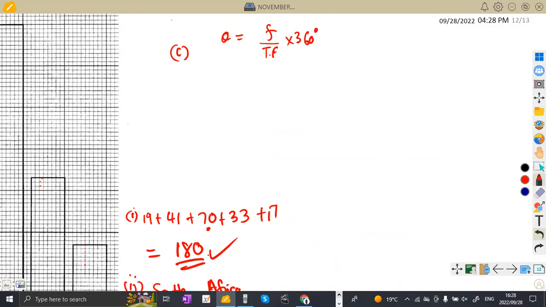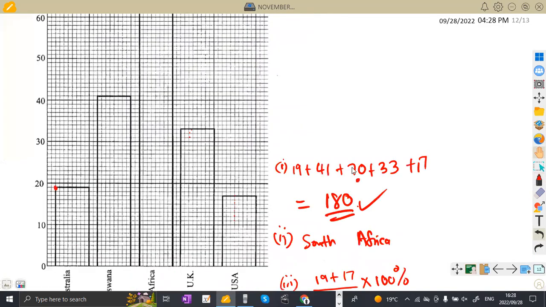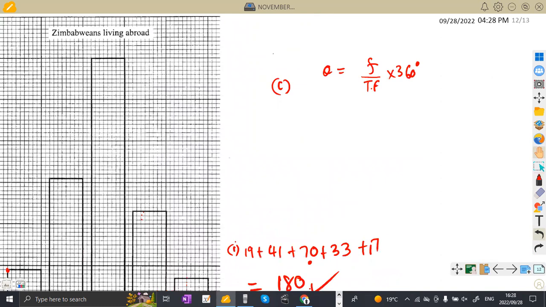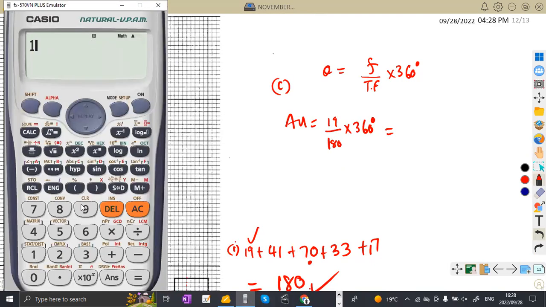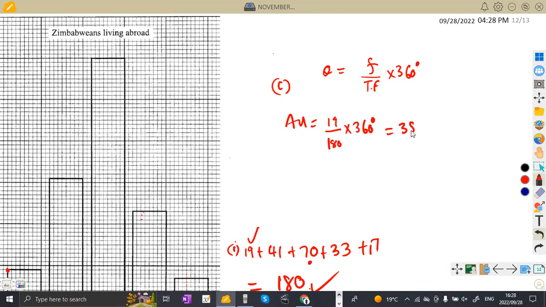So the first country that we are talking about here is Australia. Okay, so those in Australia, what was the percentage? For Australia, the total is 19. So it's going to be 19 over 180 multiplied by 360 degrees. So as you can see, guys, just a matter of your calculator here, 19 over 180. Sorry, this is 180 like this. All right, times 360, which is going to give us 38. So this is 38 degrees.